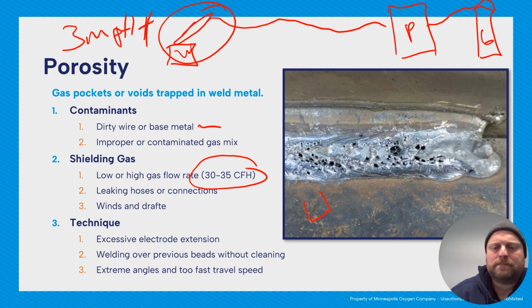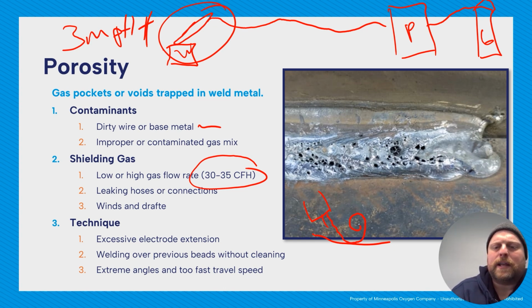So let's say this is our weld gun. Here's our plate. If this is too high, this gas coming out actually hits the surface of the base metal and then kind of curls around.